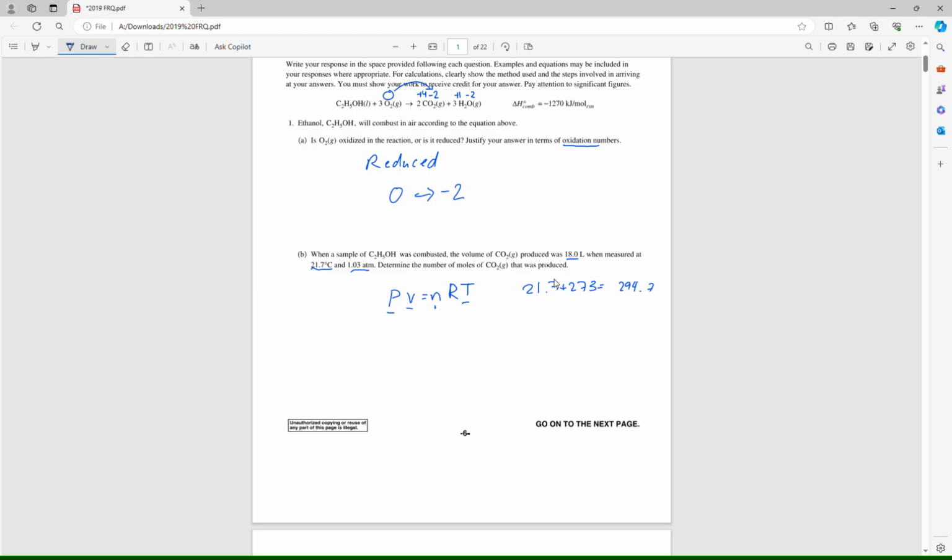294.7. We could solve this equation for N, since we're looking for moles, and that would just be PV over RT. We plug in all of our values, 1.03 times 18 over the R constant, 0.08206. We're going to use 0.08206 because our pressure is in atm. If it was in torr, we would use that other R value. And then our temperature is 294.7. You do some math, and you get 0.766 moles CO2.